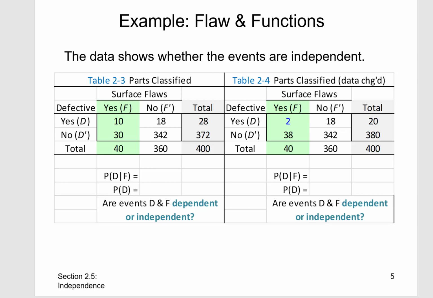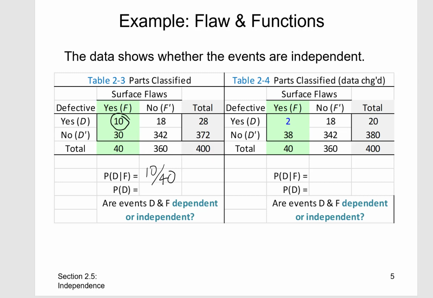So let's look at this. The probability of D, given that F has occurred, see how I have highlighted this? We don't care about the no anymore. So we're not looking at the total anymore. We're looking at just having surface flaws. So given that we have surface flaws, what's the probability of being defective? Well, we have 10 out of 40.